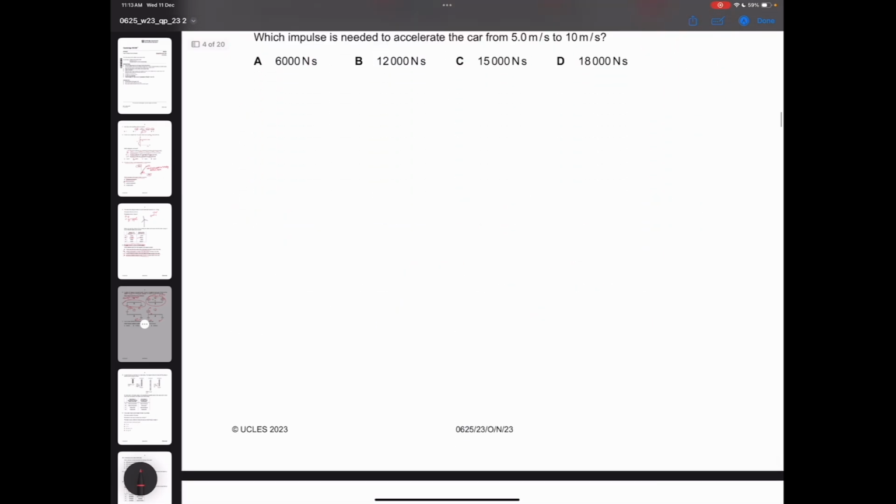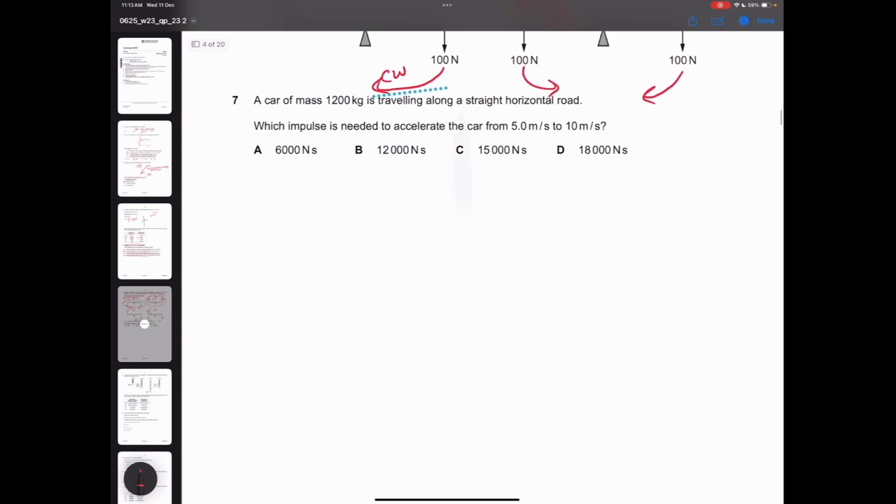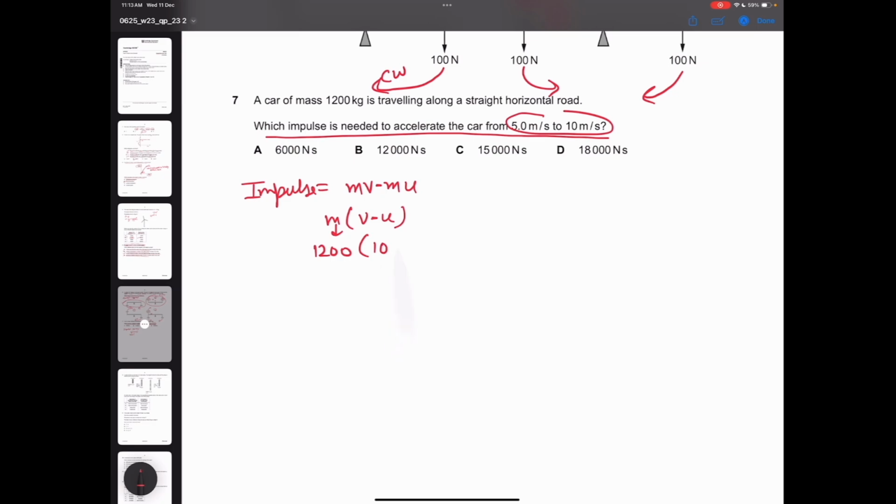Now, a car of mass is traveling. Which impulse is needed to accelerate the car? So, change of velocity is given here. We know that impulse is equal to mv minus mu. Take mass common, v minus u. What is mass? 1200. What is v? 10. u is 5. So, 1200 times 5. You know the answer? 6000. Unit will be Newton second. Impulse also has the unit of Newton seconds.